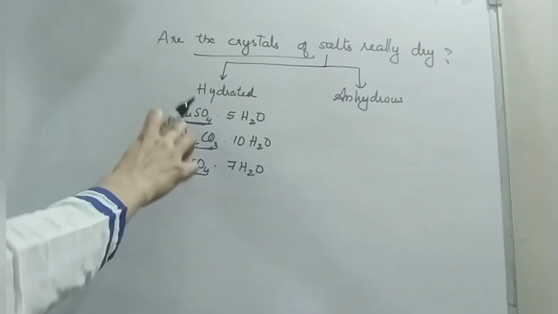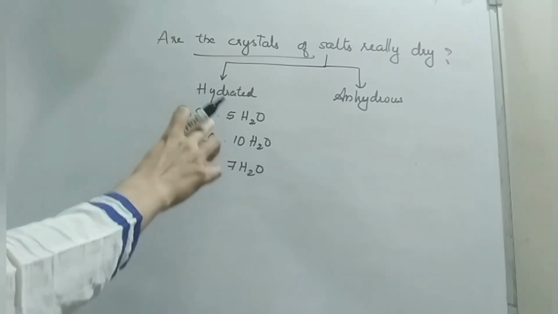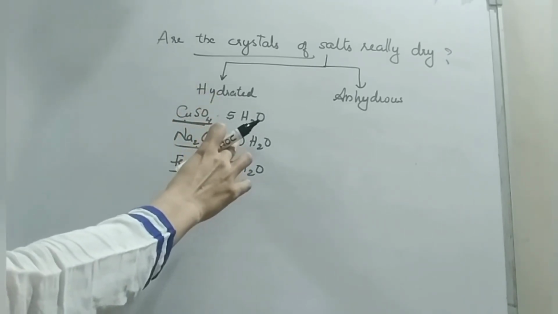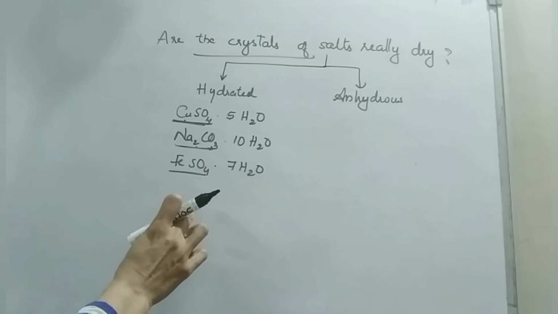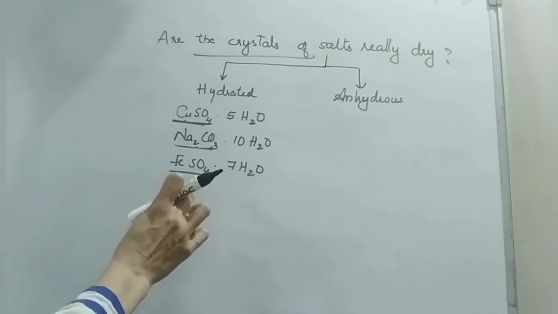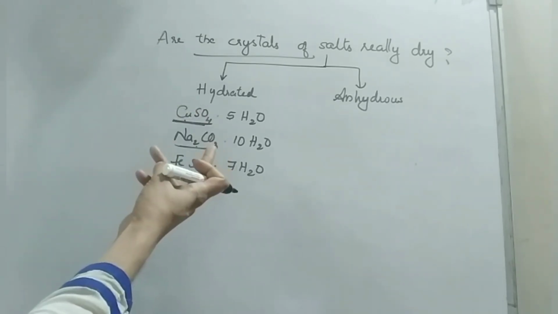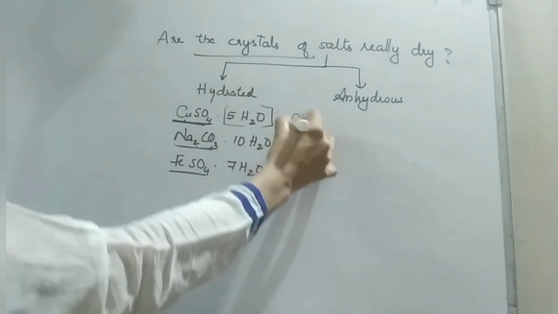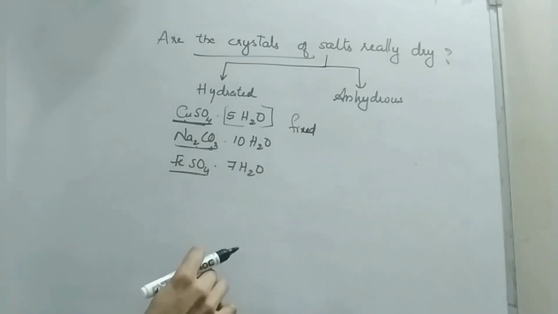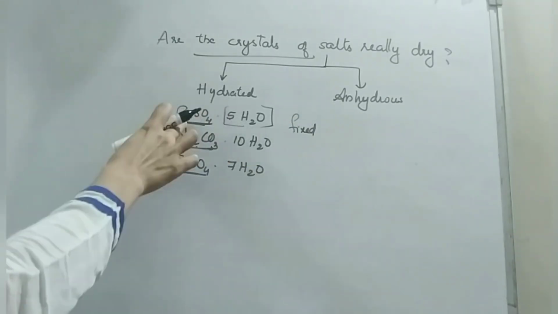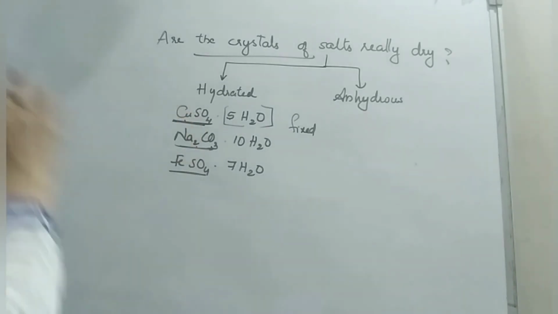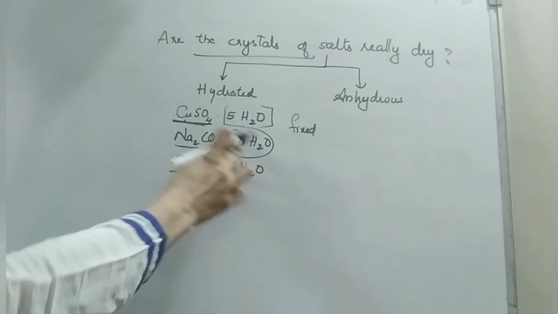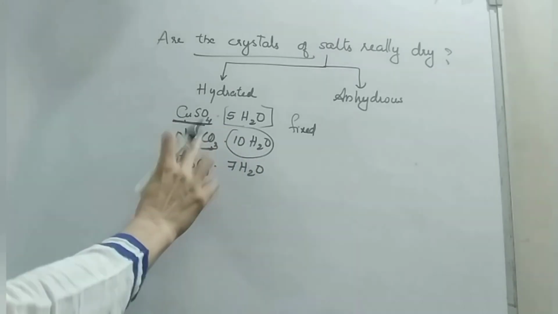So how can you explain this? One formula unit of salt contains a fixed number of water molecules, and that is known as water of crystallization. How can you define water of crystallization? The fixed number of water molecules present in one formula unit of salt. Here, 10 molecules of water, a fixed number, present in one formula unit of salt.